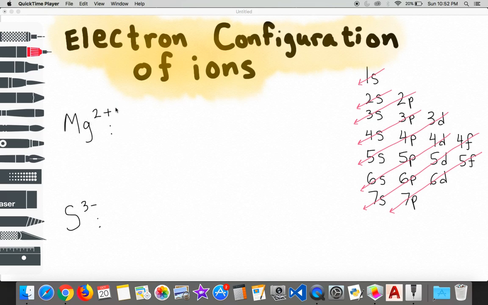When you have a plus charge, that means you've lost electrons from its initial ground state. So magnesium's initial ground state lost 2 electrons. And when you have a negative charge, that means it gained a certain amount of electrons. So let's start from magnesium. Magnesium has an atomic number of 12. So using this diagram, we start with the 1s, move this way, and keep moving downwards.